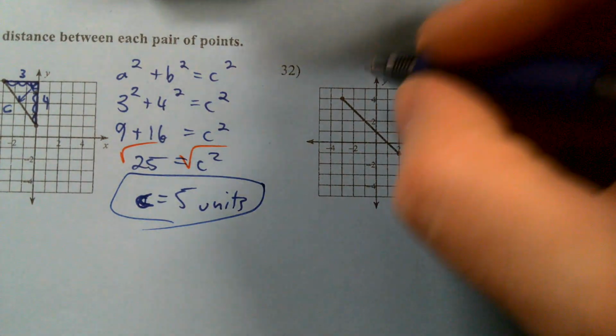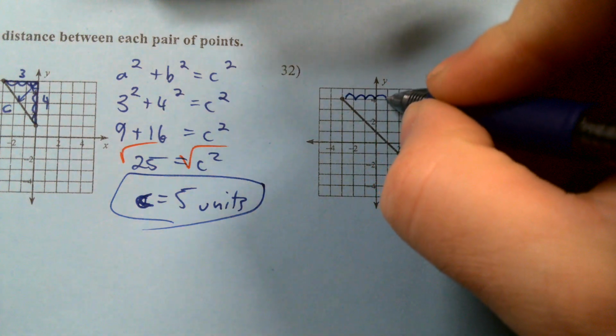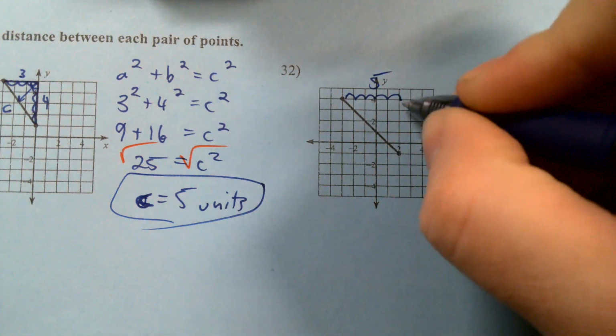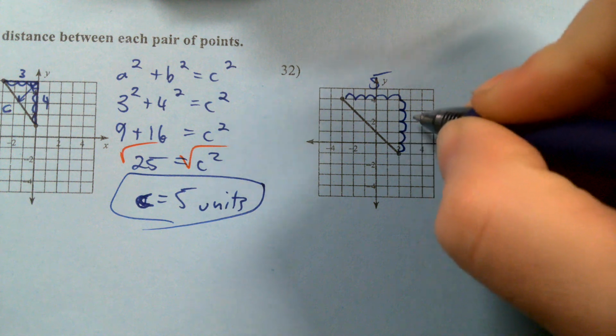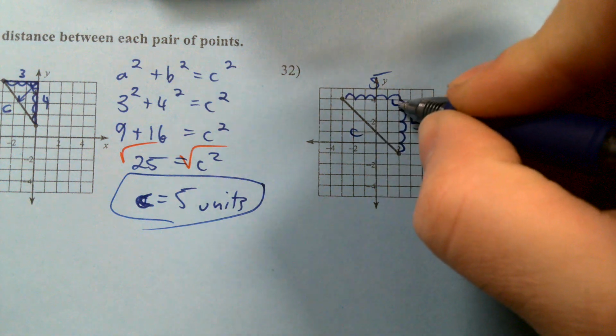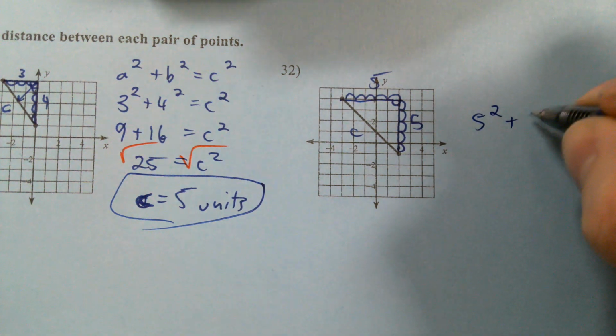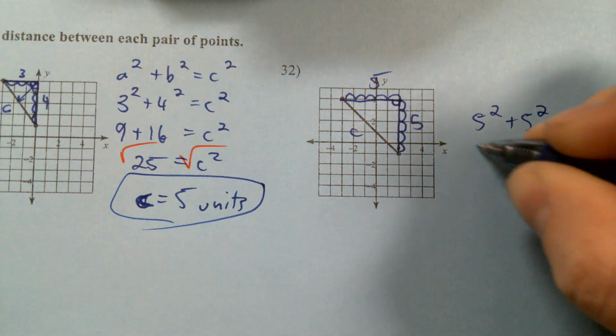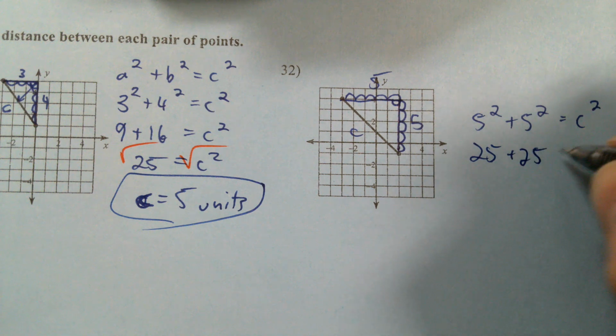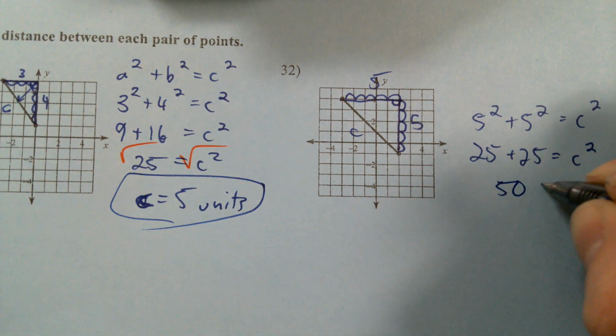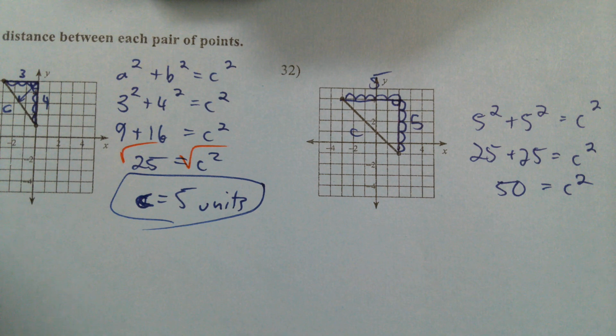Same thing here on 32. We're going to count 1, 2, 3, 4, 5. And we got to find C. 5 squared plus 5 squared equals C squared. 25 plus 25 equals C squared. And we get 50 equals C squared.